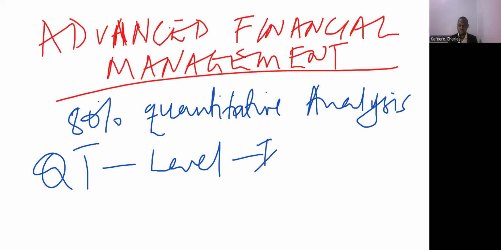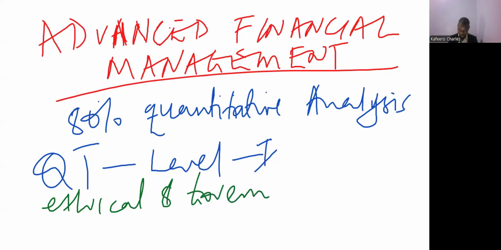The other thing that you need to note is that this paper also has some theory. It has some theoretical aspects, and some of them have to do with ethics and governance, corporate governance. We also have things to do with Islamic finance.